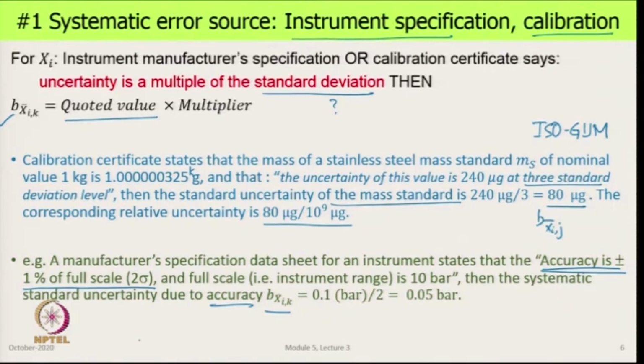Sometimes it does not say 2 sigma explicitly, in which case we assume, in all the analysis that we are doing and in the information that we are interpreting from other sources, that all of this is reported at 95% confidence level, which is the same as 2 sigma level. So, this is what we do. That is the first type of information about the instrument or the calibration that we may have.